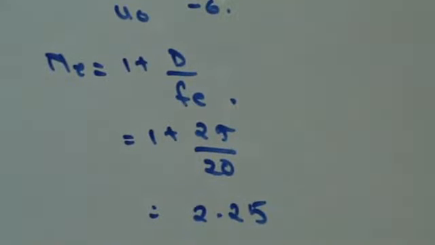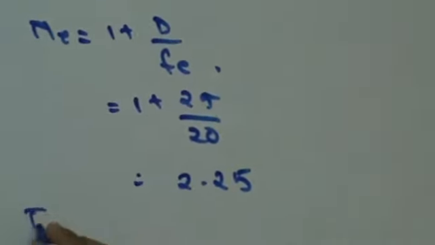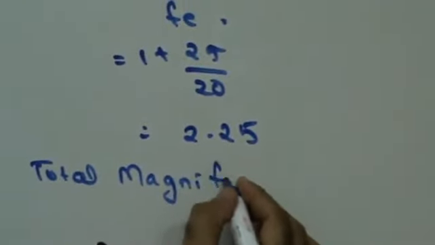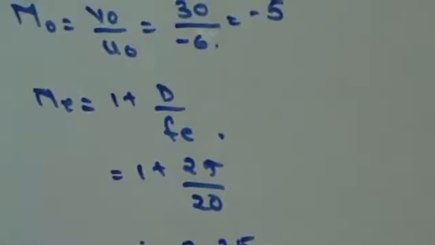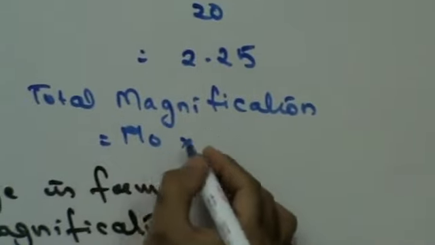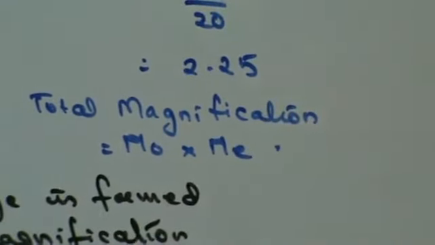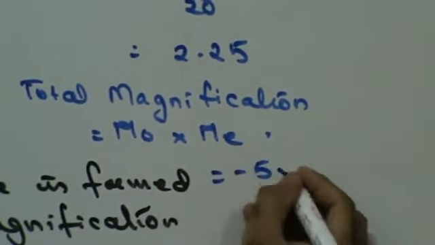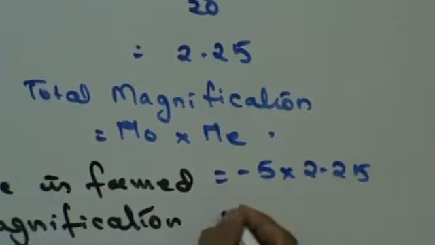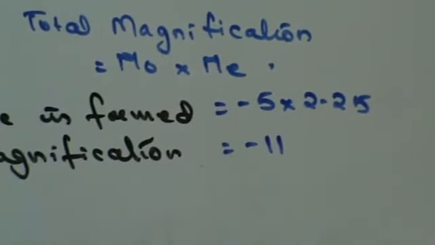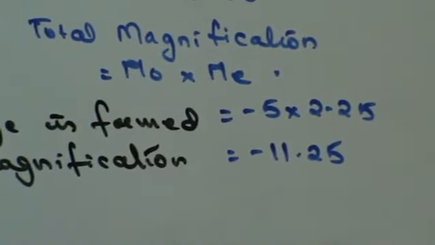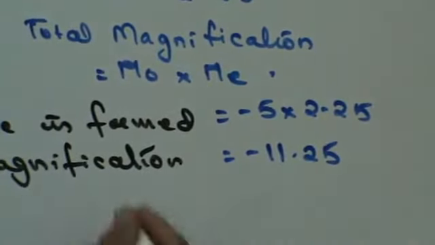Therefore, what will be the total magnification? From the compound microscope, we know total magnification is the product of the magnification of the objective and the eyepiece. So this is going to be nothing but minus 5 into 2.25. That's minus 11.25. That will be the total magnification produced by the compound microscope. Next, take down another sum, guys.